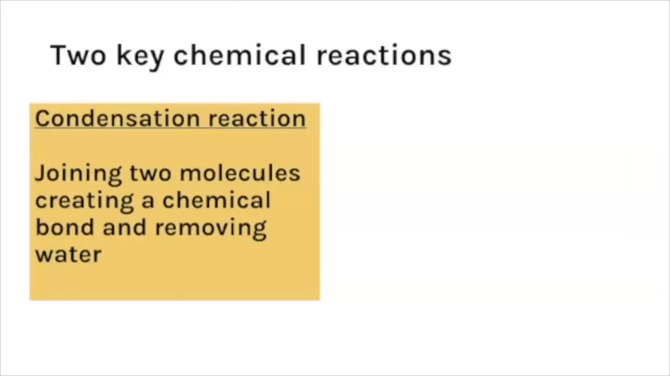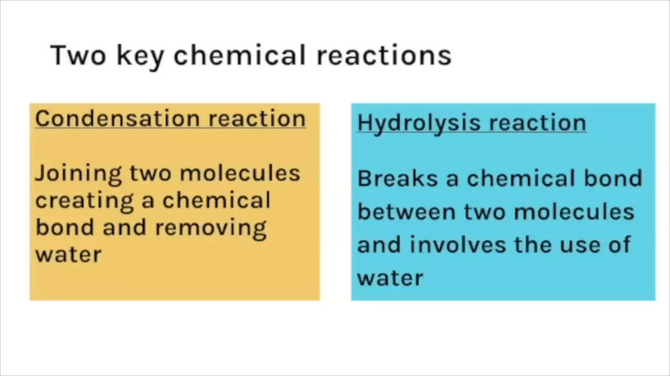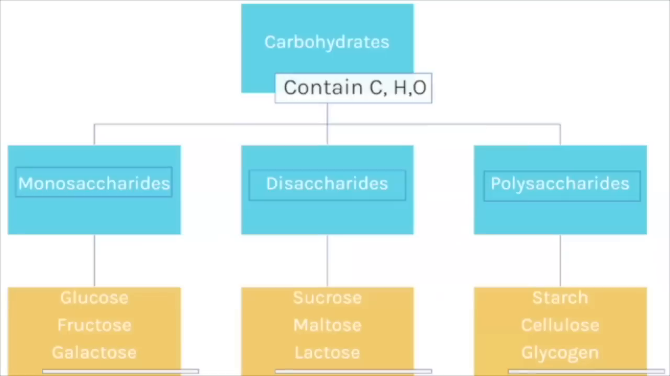Now to create these polymers, it is a condensation reaction. And this would be a 2 or 3 mark definition. So joining two molecules together would be the first mark, creating a chemical bond would be the second, and removing water would be the third. To hydrolyze, which means to break apart or to split the monomers, that would be a hydrolysis reaction. And it's still 3 marks, but the opposite 3. The breaking of a chemical bond between two molecules and involves the use of water.